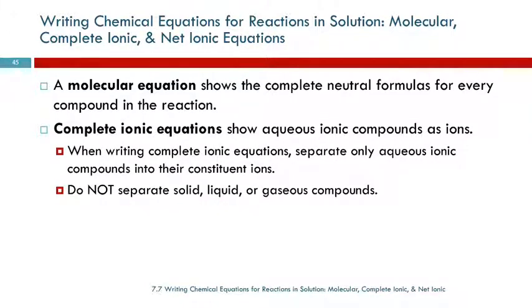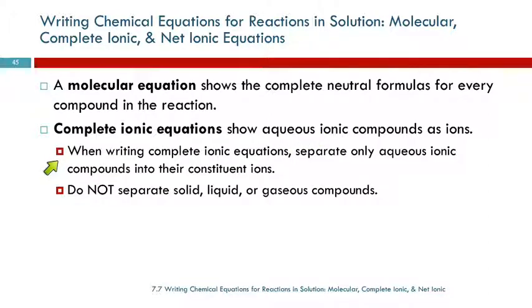There are different types of reactions that can be written for, especially these precipitation reactions. So there's molecular equations. The molecular equation is what most people think of as a regular chemical equation. It's going to show the neutral formulas for all of the compounds involved as the reactants and the products. We can also have a complete ionic equation, and this shows more what's actually going on in solution. So it shows any aqueous ionic compounds as ions.